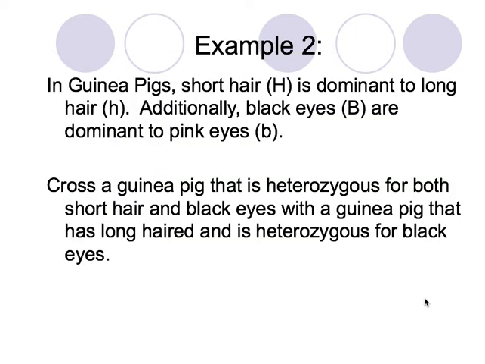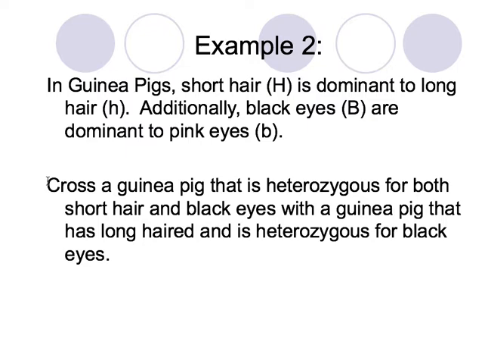Okay, so we're going to look at an example thinking about our sweet guinea pigs from the last video because they're so cute. So in guinea pigs, short hair, big H, is dominant to long hair, little h. Additionally, black eyes, big B, are dominant to pink eyes, little b. But really it's pink eyes because they're like little albino eyes, like in bunny rabbits too.